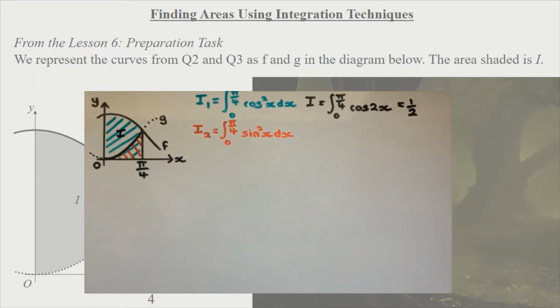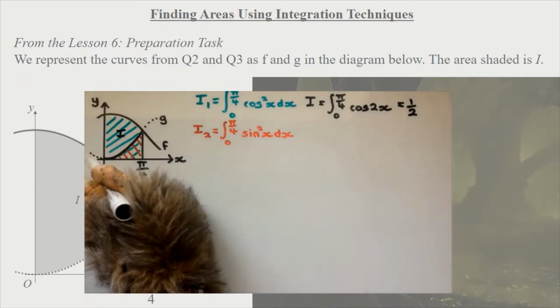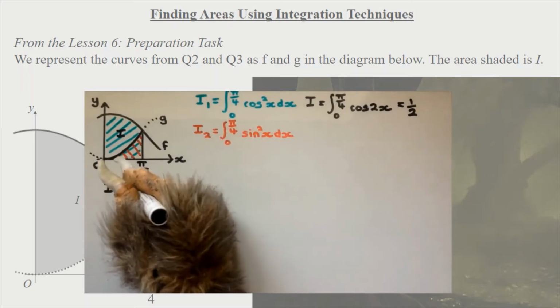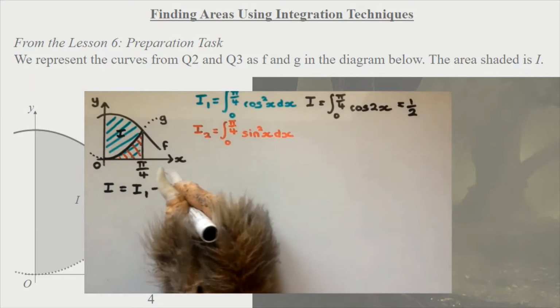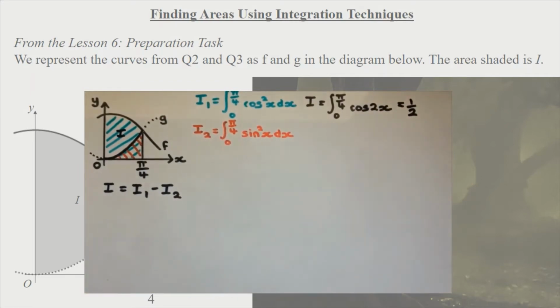So what's going on here? Well, we can see from the diagram and from the equation you were asked to write down in question 3b of the preparation task, you could see very clearly that I was equal to I1 subtract I2. It was the same value. I1 subtract I2 gave you 1/2, and as you can see here, if I subtract the red area from the green area, that will also give me I, which is worth 1/2.